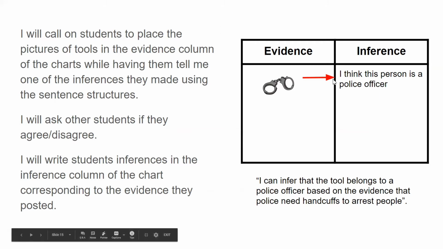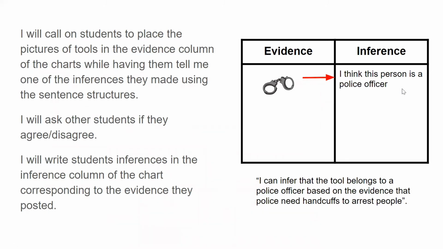So here's an example of handcuffs in the evidence with an arrow. I think this person is a police officer. A sentence a student might use is, I can infer that the tool belongs to a police officer based on the evidence that police need handcuffs to arrest people.